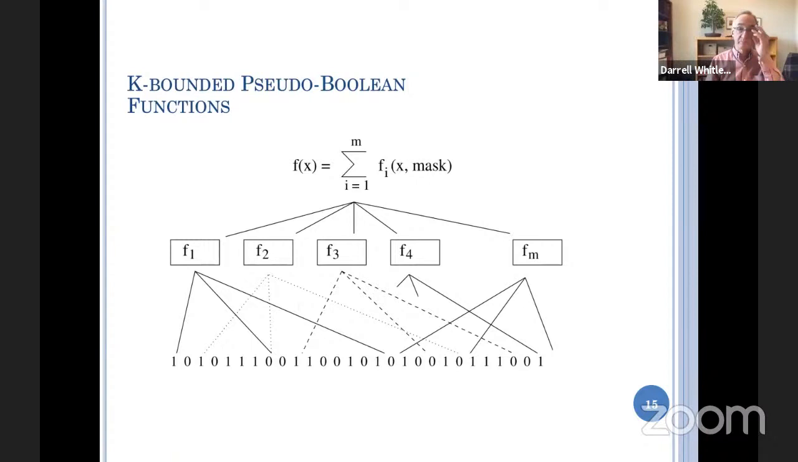But again, this can describe MaxSat problems. It can describe NK landscape problems. It can describe spin glass problems. There's just a lot of things that have this general structure.